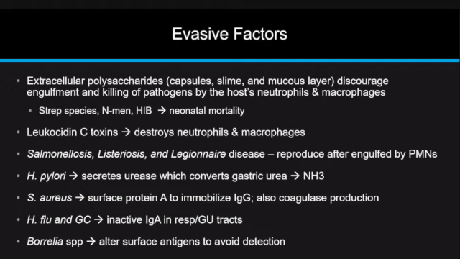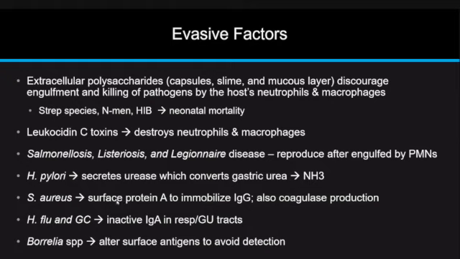Leukocidin C, again, leukocidins produced by Staph aureus, they can destroy neutrophils and macrophages. So our own immune system may recognize it, but if they release these leukocidins, it can actually kill these white blood cells off, which are our first responders. Salmonella, Listeria, Legionella, they actually reproduce after they've been engulfed by polymorphonuclear cells. Okay, very interesting. H. pylori, you remember, I hope, about secreting urease, which converts the gastric urea to ammonia, which neutralizes the acid and allows it to live in that acid environment.